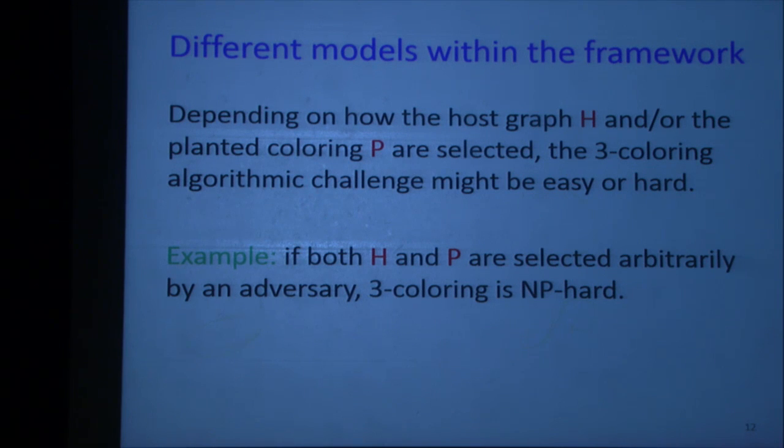So within this framework, we can have several models. The most naive one is the one in which the adversary selects the host graph, the adversary selects the planted coloring, and we just get an adversarial graph, which is the worst case instances.